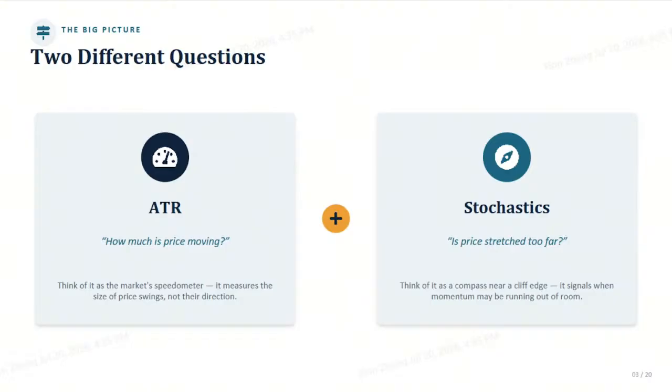Stochastics, on the other hand, is more like a compass near a cliff edge. It tells you whether price has stretched pretty far in one direction relative to its recent range and whether momentum might be running out of steam. One measures movement, the other measures position and momentum within a range. Speed versus position. Keep that distinction in mind, and everything else today will make a lot more sense.